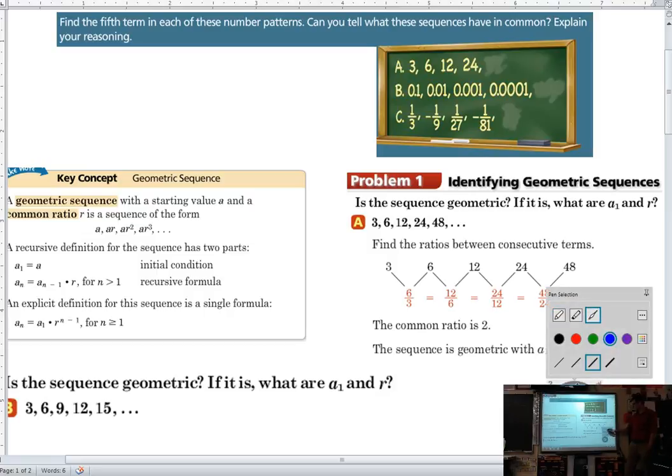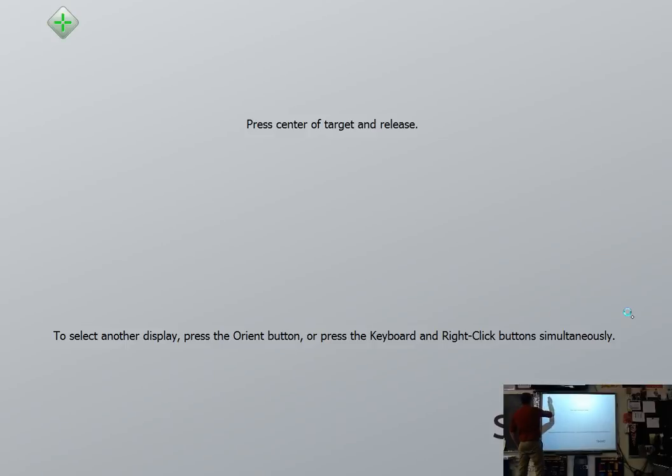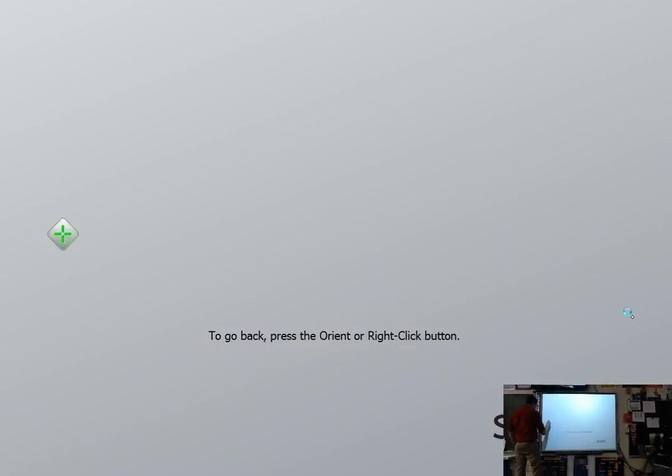So here in sequence A, what do you think the next term would be? 48. How'd you figure that out, David? Because they're all multiplying by 2 up to that point. So the next term then? 96. And the next term? 192. Go ahead and fill in those next 2. Did I get it right? You did get it right. Good work.